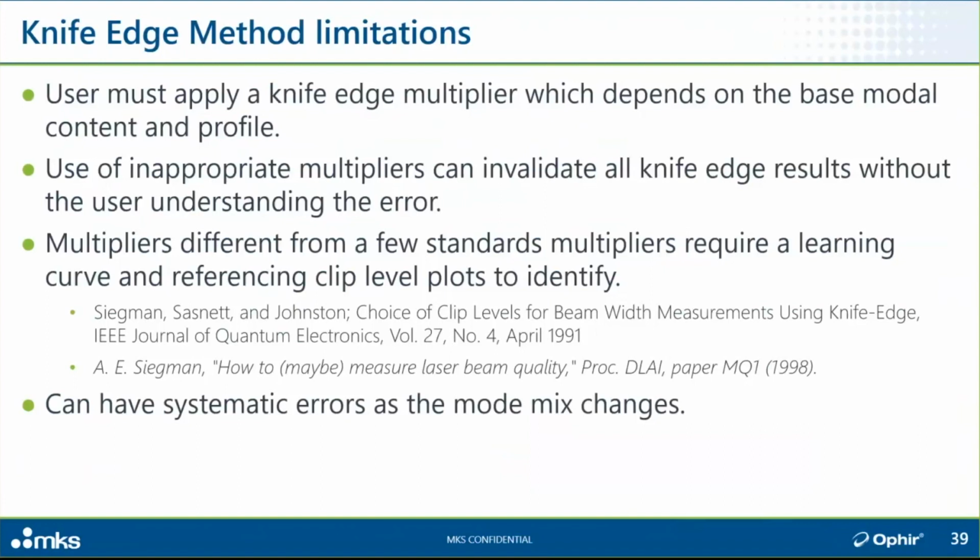Multipliers from a few different standards are different from some of the standard multipliers, and do require a little bit of a learning curve, and referencing some clip level plots. Again, I recommend Siegmund's paper on clip levels and referencing those plots, and you can find the one that's appropriate in your case. The knife edge method can inherently have systematic errors as the mode mix of your laser changes from Gaussian, and it won't necessarily consider that. Again, it's using two orthogonal 1D data sets versus the two-dimensional data set.